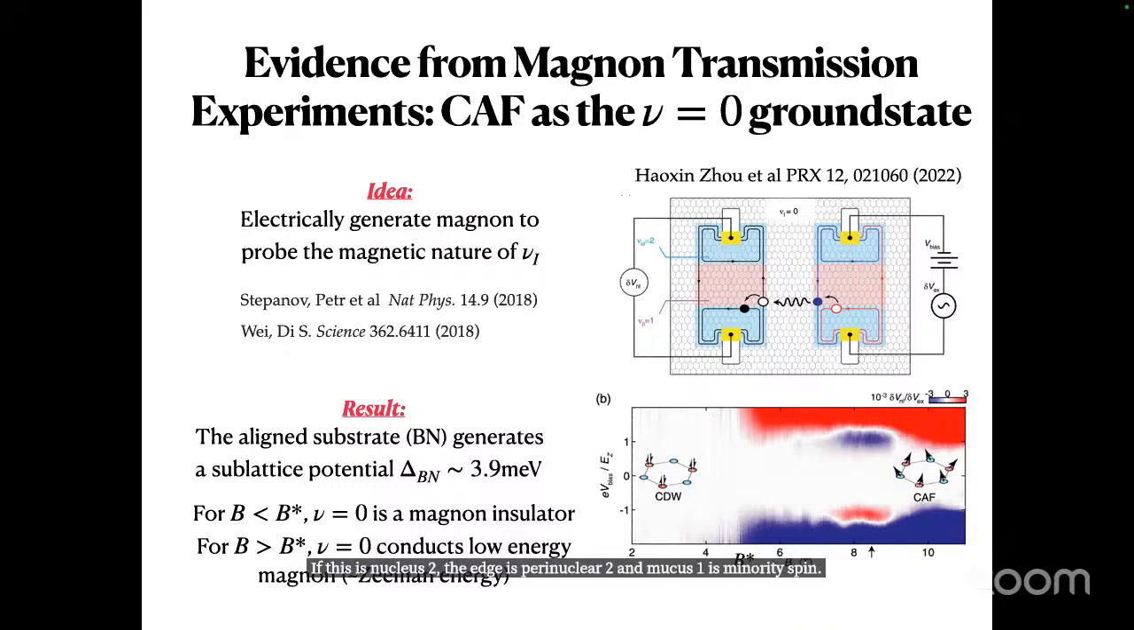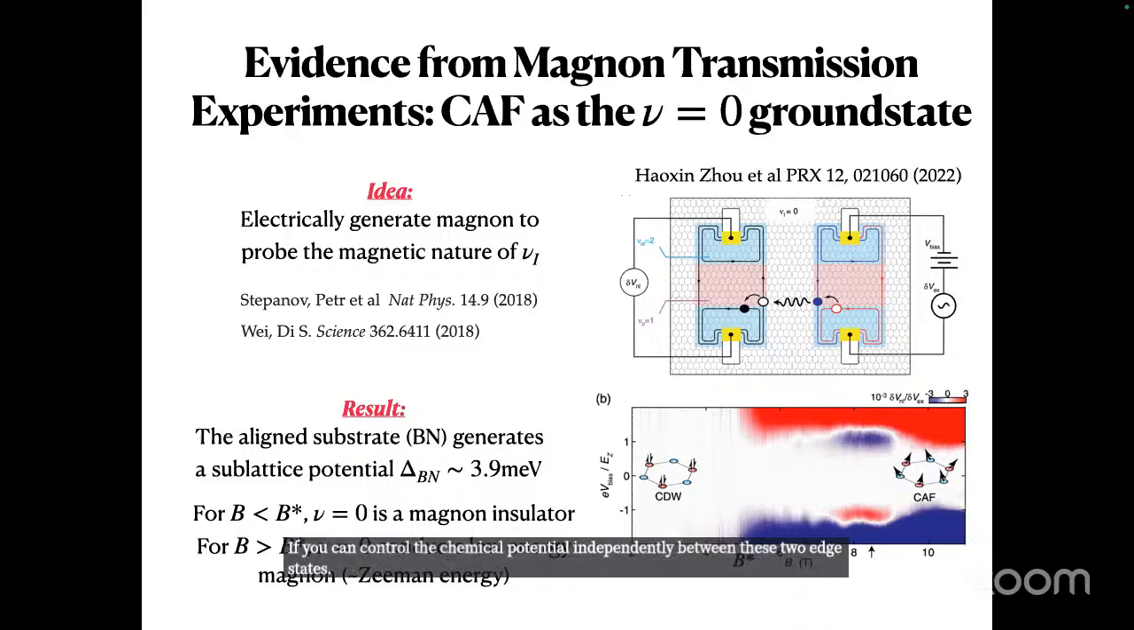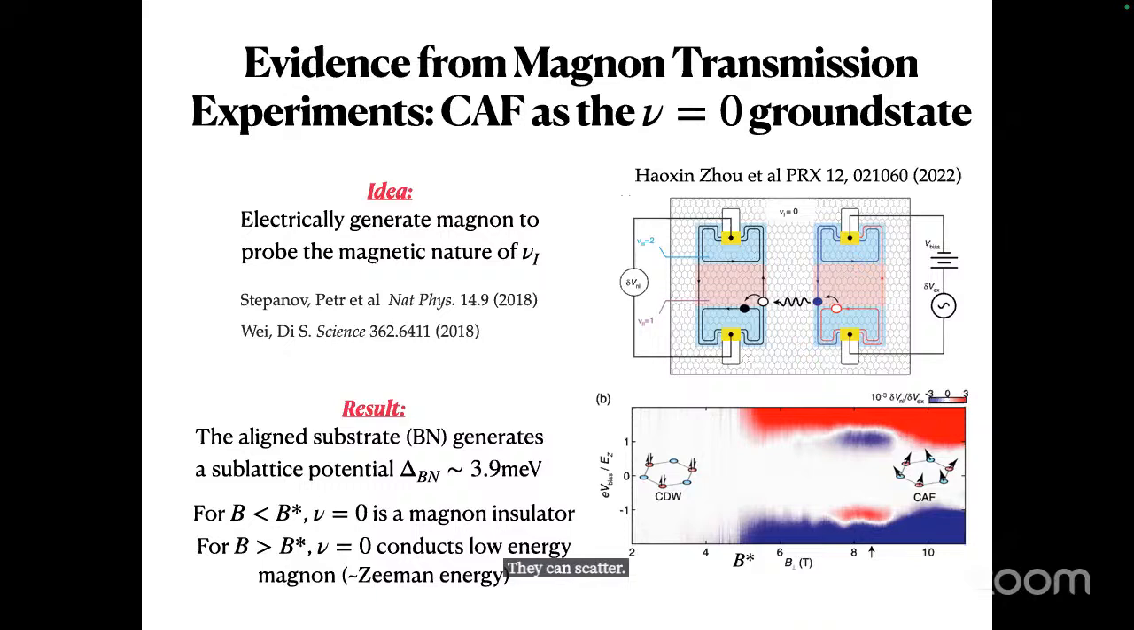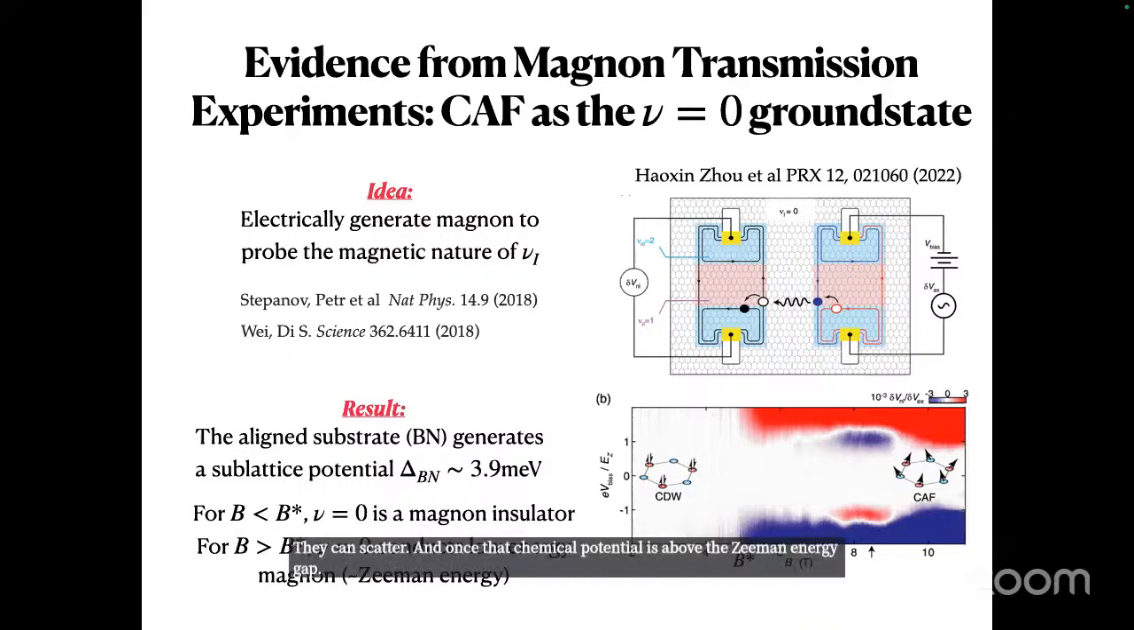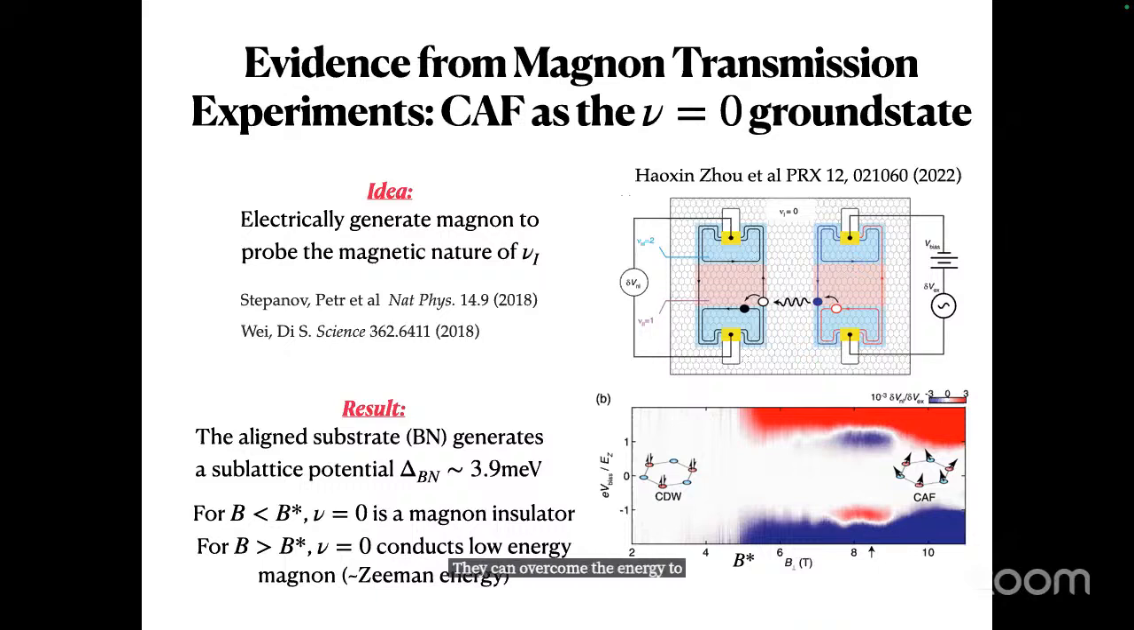If you can control the chemical potential independently between these two edge states, they can scatter. And once the chemical potential is above the Zeeman energy gap, they can overcome the energy to create a magnon, and then you can see some signal. So that was the idea. And this is what they found.